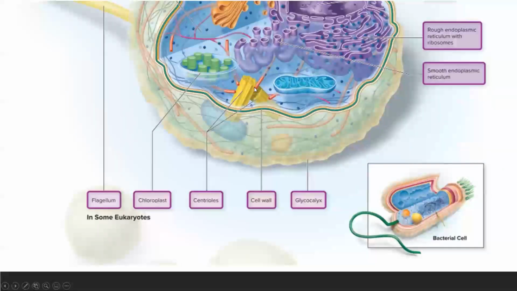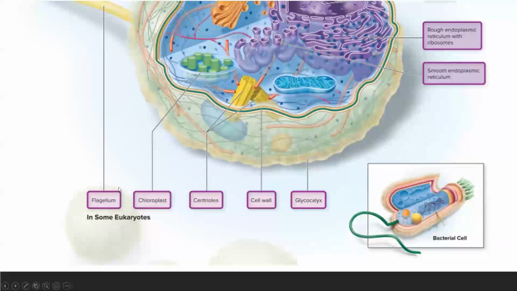Centrioles are here in yellow. You'll notice that we have some cytoskeletal elements kind of protruding from it. These are used to help organize the chromosomes during cell division. We have chloroplasts here with the thylakoid membranes, the granulose stacks in here, and this would be only in photosynthetic eukaryotes, typically plants, where we would be trying to harvest light energy.